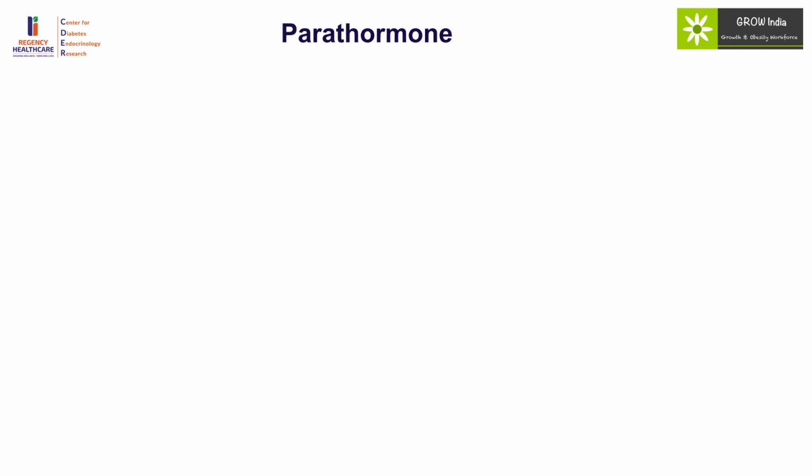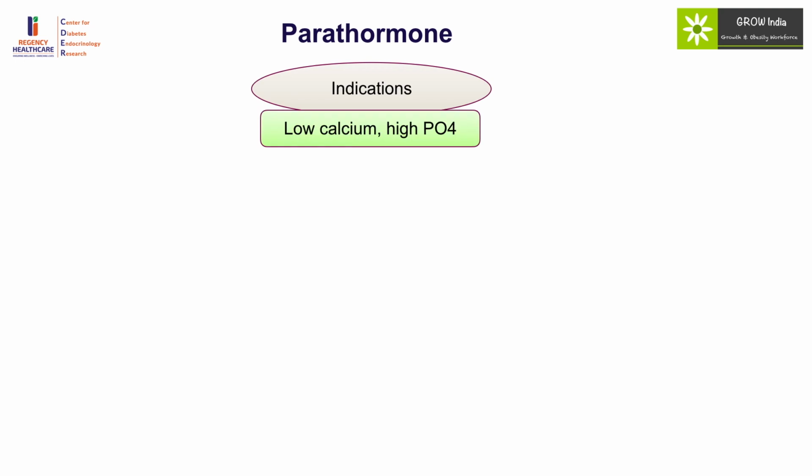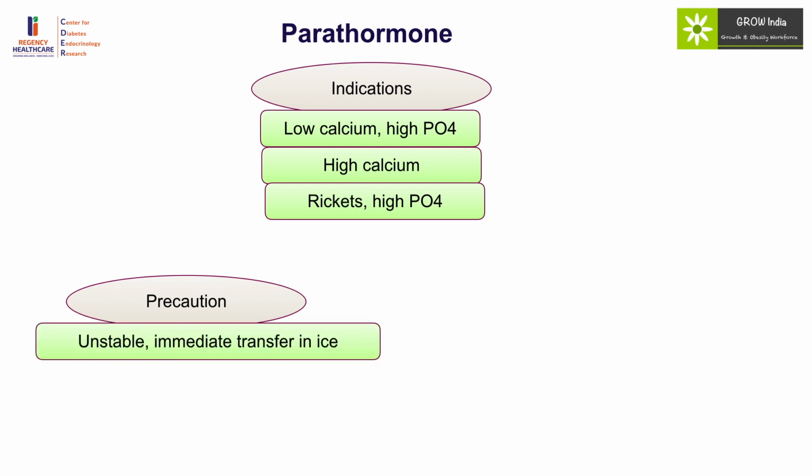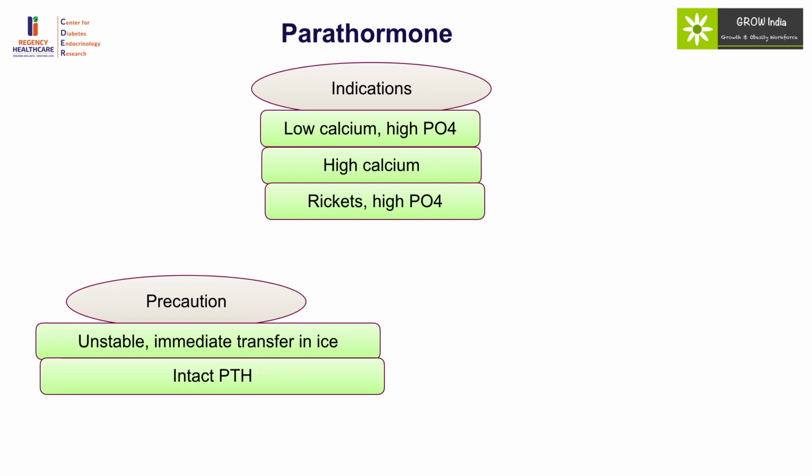Parathyroid assessment is extremely important in the setting of hypocalcemia, especially if there is high phosphorus along with normal renal function, and in any child who has hypercalcemia or rickets with high phosphorus, to exclude the possibility of pseudo-hypoparathyroidism. Parathyroid hormone is very labile, and if we keep it in the lab and don't process it immediately, there will be a significant deterioration in the level, and therefore it should be immediately transferred on ice, and intact PTH measurement should be preferred.